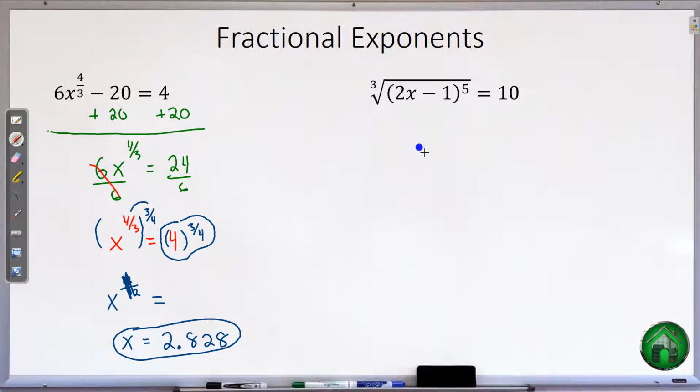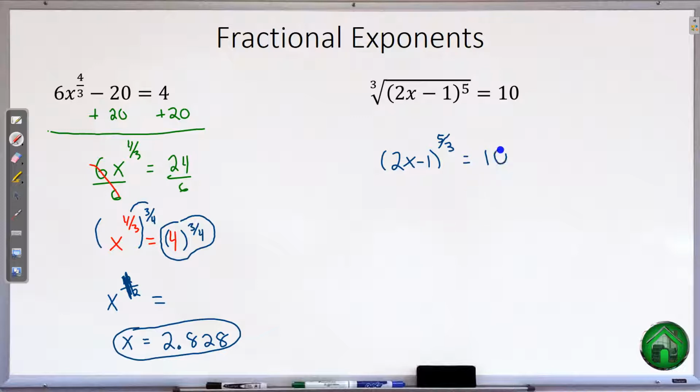Another fractional exponent one. This one, I said fractional exponent, but it does have a cube root in it. So the first thing we're going to do here is rewrite that as an exponent. The parentheses are really important, that all of this is raised to the 5th power. So I can write the 2x minus 1 raised to the 5th power, but the cubed root gives that a denominator of 3. So that's 2x minus 1 to the 5/3.